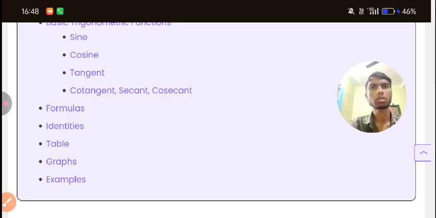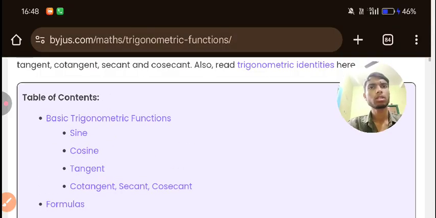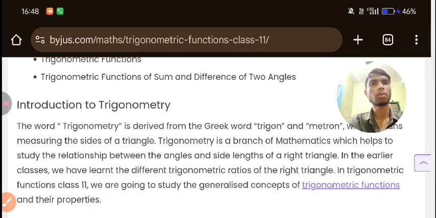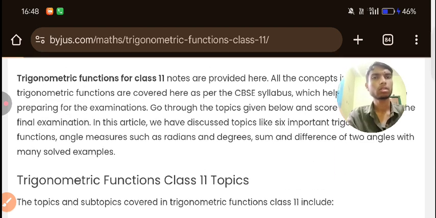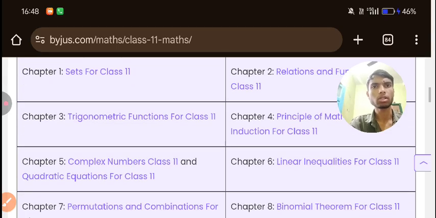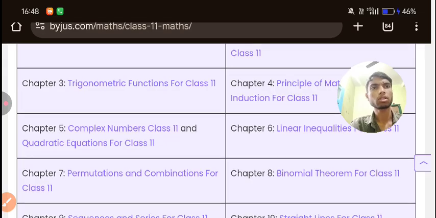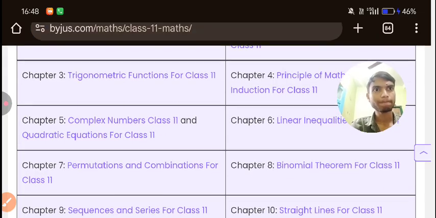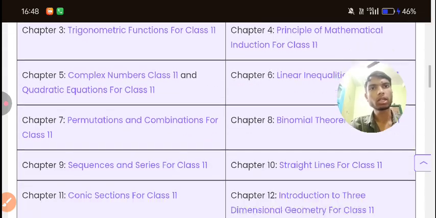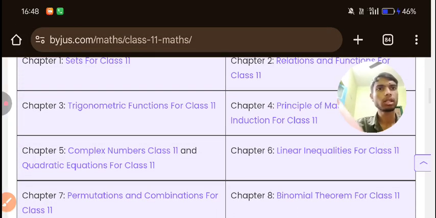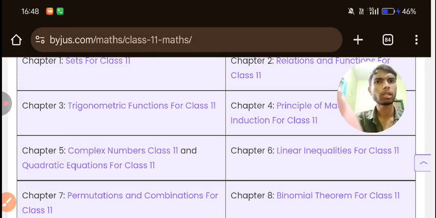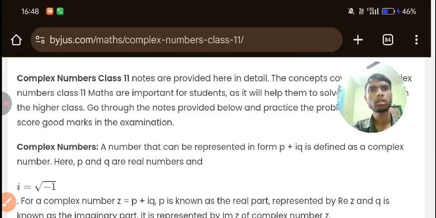Let's explore something else. This is the basics of trigonometry. Let's see something else. We have complex numbers, and linear inequalities. This is linear inequalities. Let's explore complex numbers.